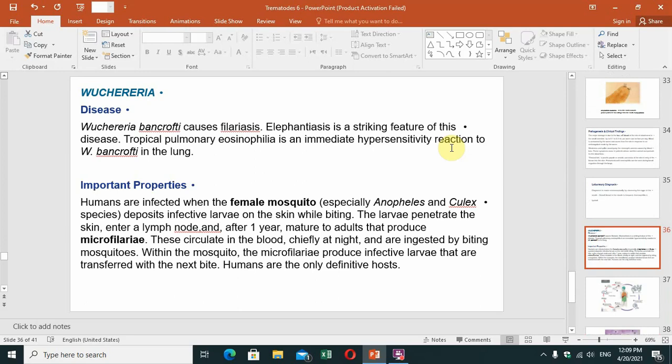Elephantiasis is a striking feature of this disease. Tropical pulmonary eosinophilia is an immediate hypersensitivity reaction to the Wuchereria bancrofti in the lung.